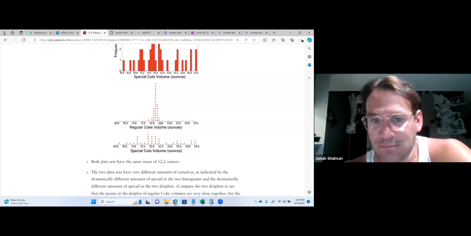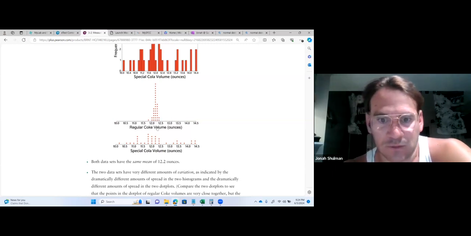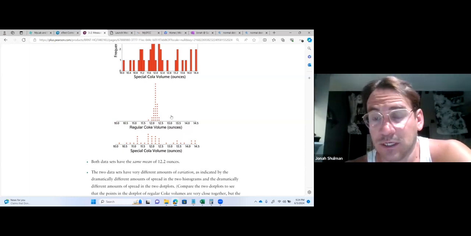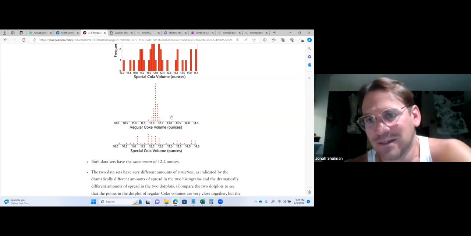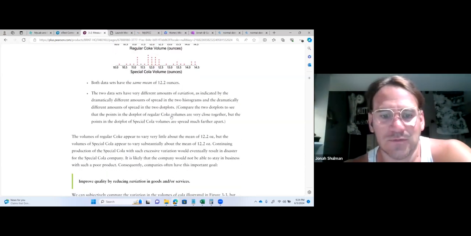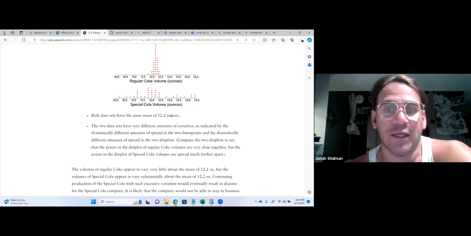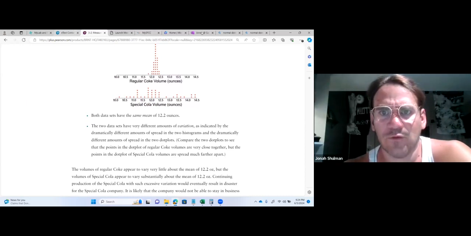Both of them have the same mean of 12.2, but this one is very spread out, and this one is very close together. So guess what? This one's going to have a much bigger standard deviation, or much more variation. And this one has much less variation. You want to be consistent. It's really the idea of a difference between accuracy and reliability. I think that's a really good concept. So I'm going to show you that and hopefully it'll help you.